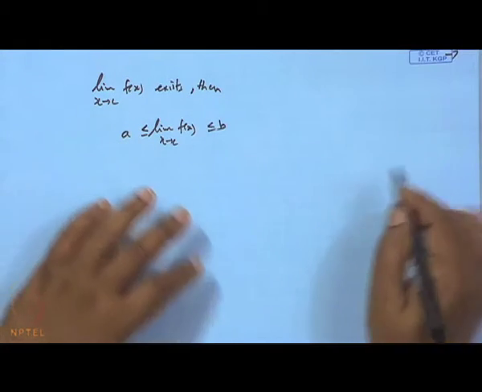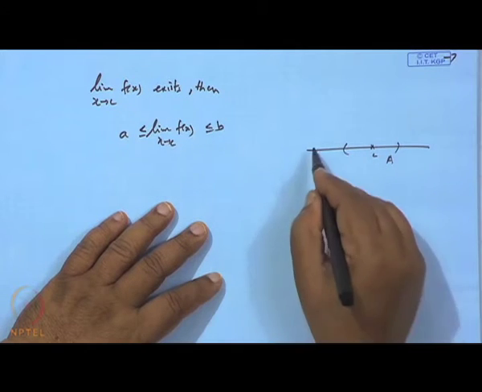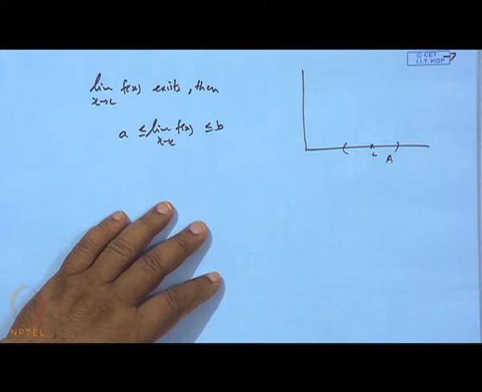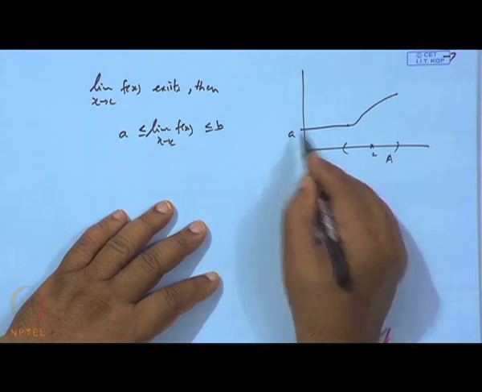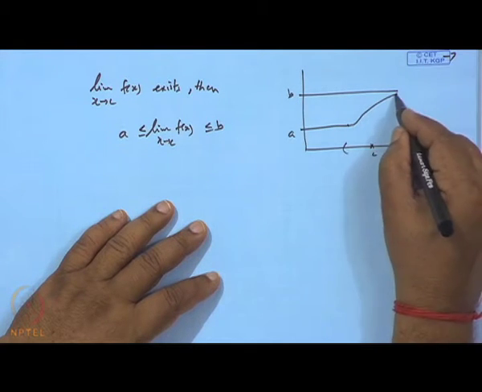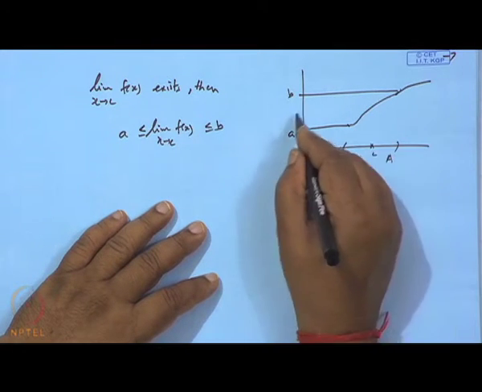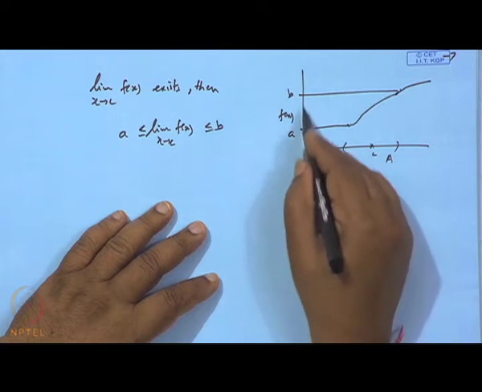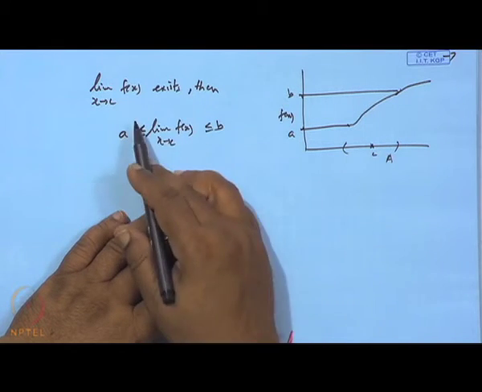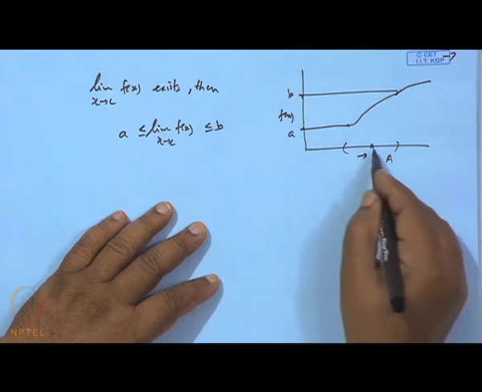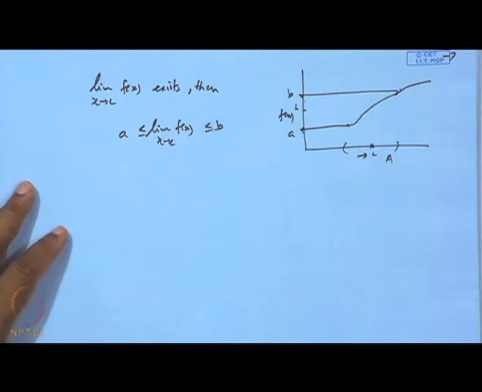So what it says is, suppose we have this set A, here is some C, and this is our function f. It has a lower bound A and an upper bound B. If all the images f(x) lie between A and B and the function also has a limit at the point C, then the limiting value, say L, will lie between A and B. That is what it says. The proof is simple.